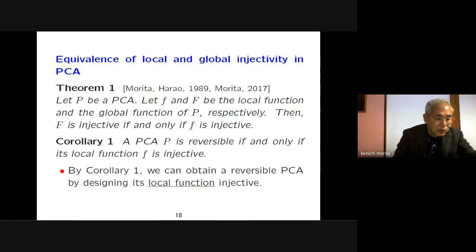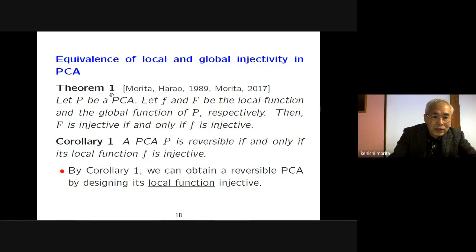It has been shown that in a PCA, partitioned cellular automaton, local injectivity and global injectivity are equivalent. It is relatively easily proved for any partitioned cellular automaton, one-dimensional or two-dimensional, or square cellular automaton, or triangular one, and so on.